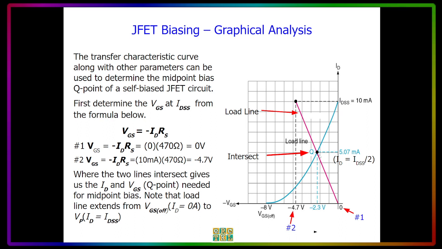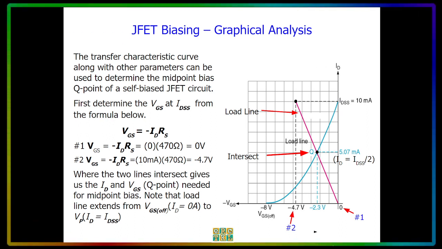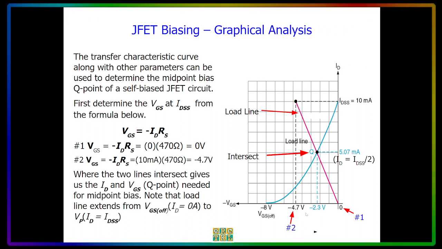Note that the load line extends from VGS off to VP. So from here, where the VGS is off, to a VP here, that is around negative 4.7 volts.